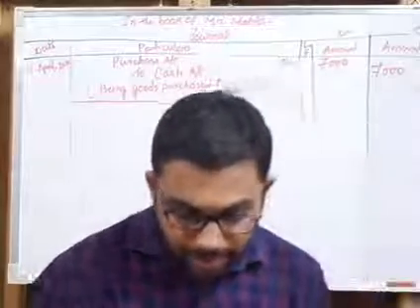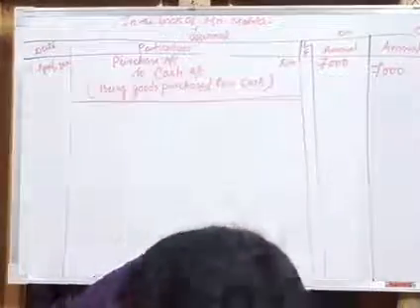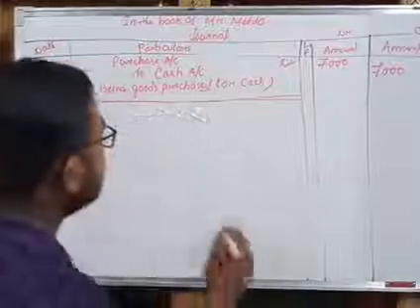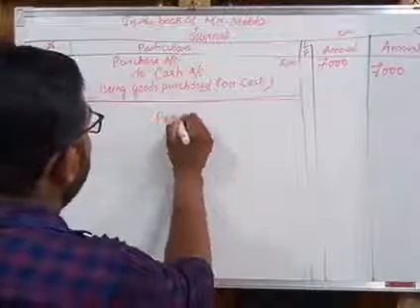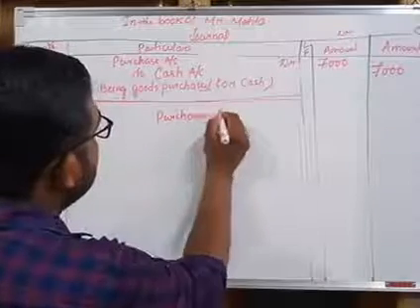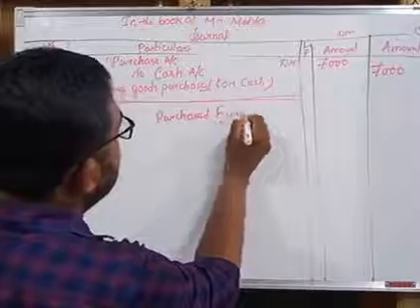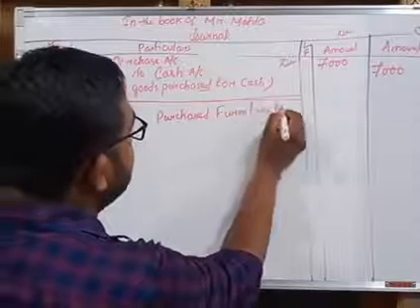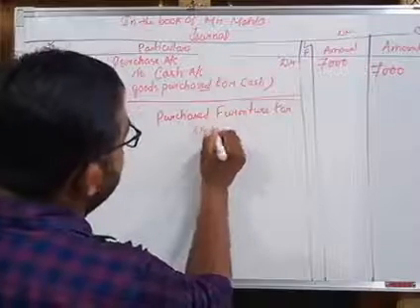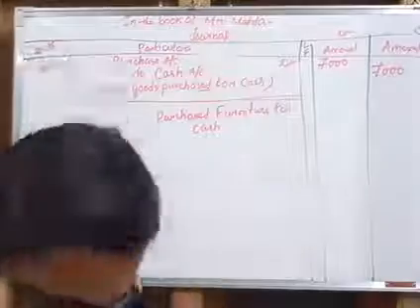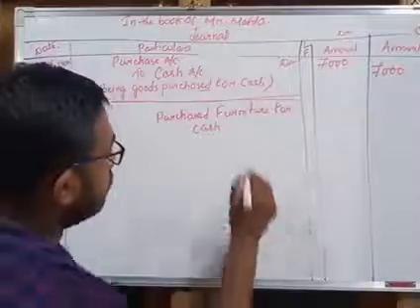Okay, let's see the next transaction. The next transaction is purchased furniture for cash. Okay, so this is the transaction and the amount is rupees 3000.